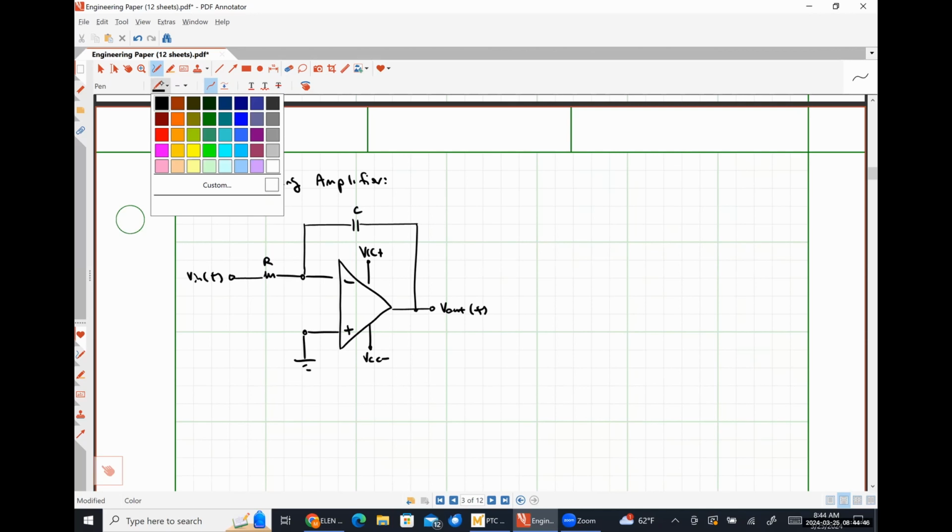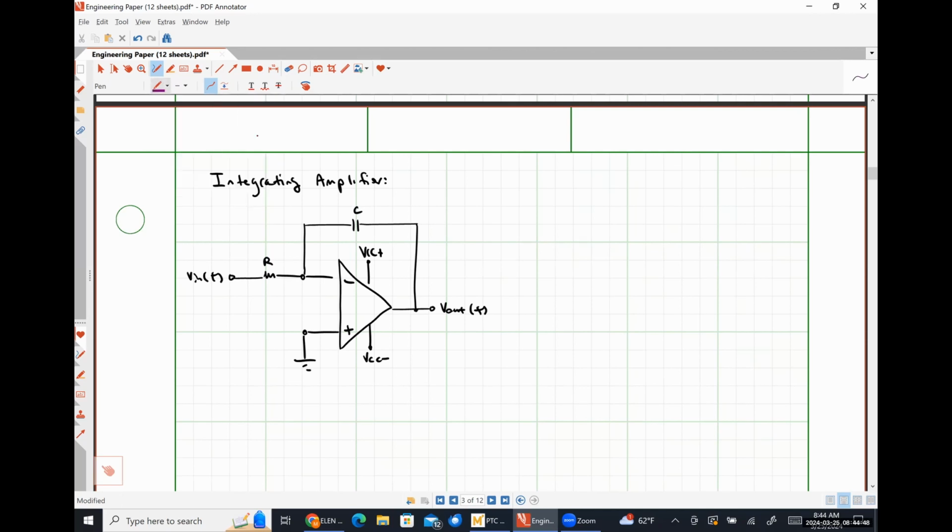Let's define, I think I did it in purple, so I'll do that again. Our capacitor voltage Vc with the positive polarity on the left, which would be at the inverting input terminal, and the negative polarity on the right, which would be at the output terminal. And this will be my current Ic of t.